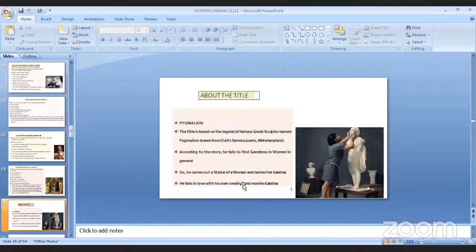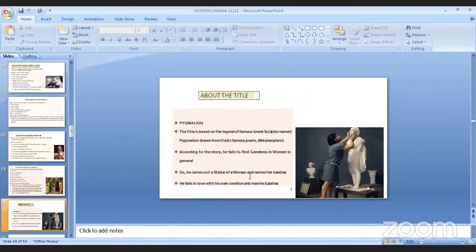So a bit about this title, Pygmalion. It's a title which is based on the legend of the famous Greek sculptor named Pygmalion, drawn from Ovid's famous poem, Metamorphoses. According to the story, he fails to find goodness in women in general. So he carves out a statue of a woman and names her Galatea, and he falls in love with his own creation and marries Galatea.